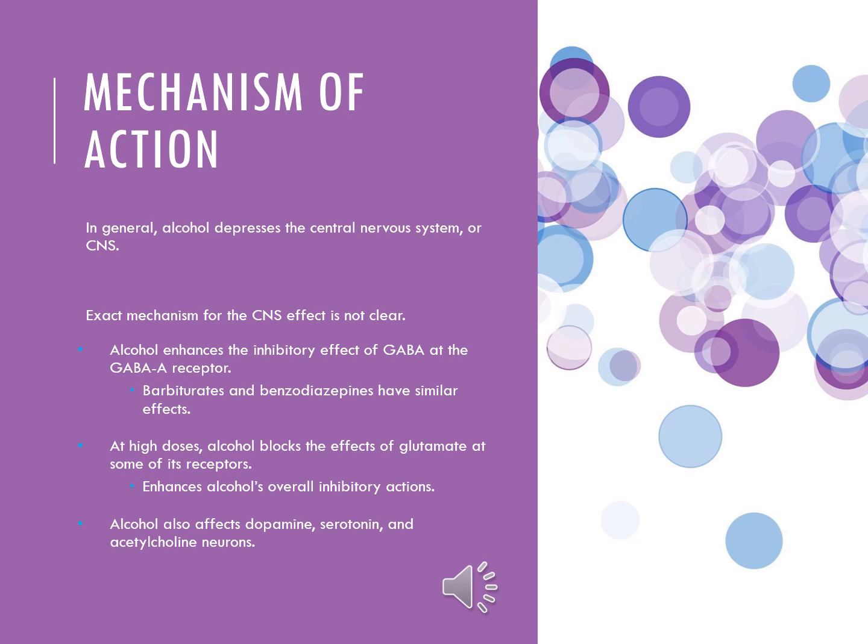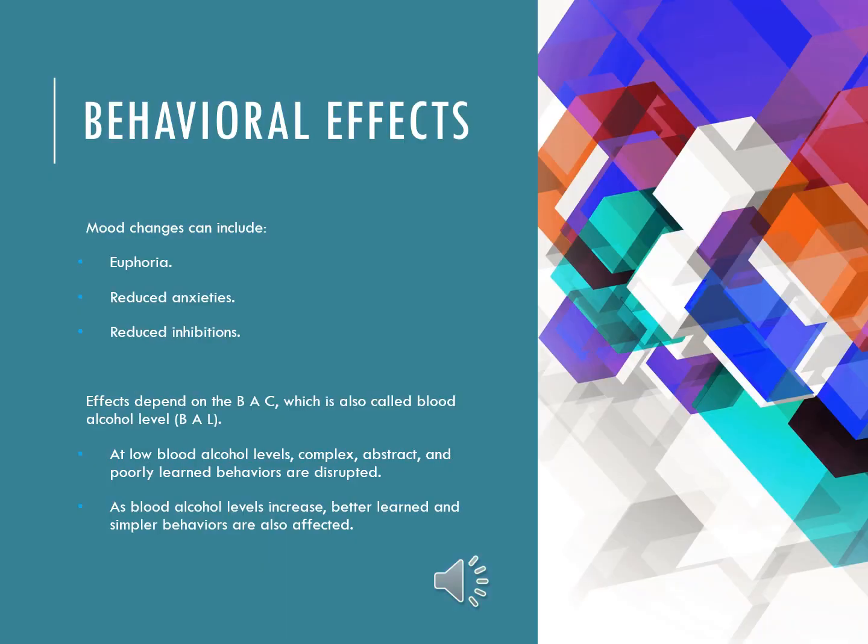At higher doses, alcohol also blocks the effects of the excitatory transmitter glutamate at some of its receptors, so this may enhance its overall inhibitory actions. Alcohol also produces a variety of effects on dopamine, serotonin, and acetylcholine neurons. Researchers have continued to explore the various actions with an eye to understanding not only the acute intoxicating effects of alcohol, but also the long-term changes that occur when the brain is exposed to alcohol on a chronic basis.